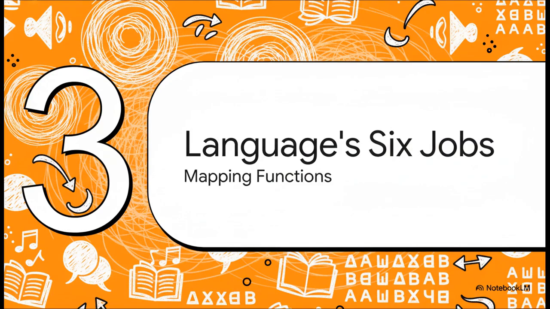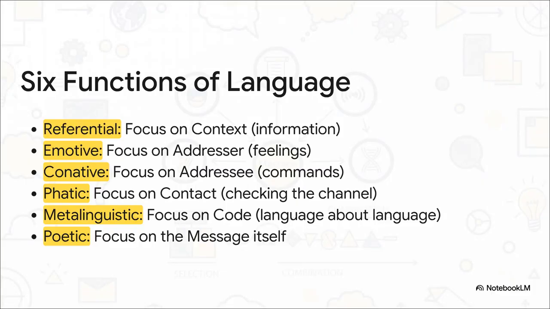Okay, but this is where it gets really cool. Jakobson realized that each of those 6 components corresponds to a specific job or function of language. Depending on which part of the machine you put the emphasis on, language starts to do a different job. For example, if you're focused on the context, language is doing a referential job, just stating facts. Water boils at 100 degrees Celsius. Simple. But if the focus is on the sender's feelings, that's the emotive function. Ouch, that hurts. Point it at the receiver to get them to do something, and now it's conative.